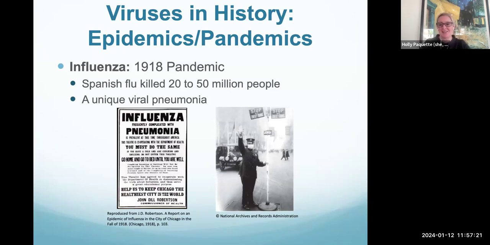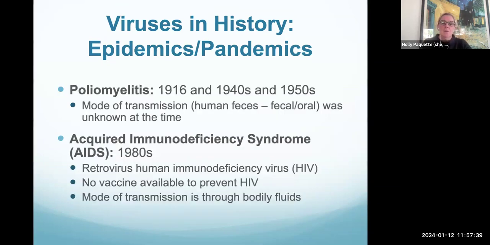It was not actually likely started in Spain, but the Spanish flu actually killed between 20 and 50 million people. And it was a very unique viral pneumonia in that it caused a very severe pneumonia that ended up, as you can see, being quite lethal. We have a few others that I'd like you to be familiar with, and we'll get into these again in more detail in the semester.